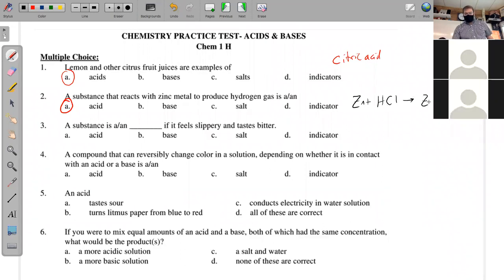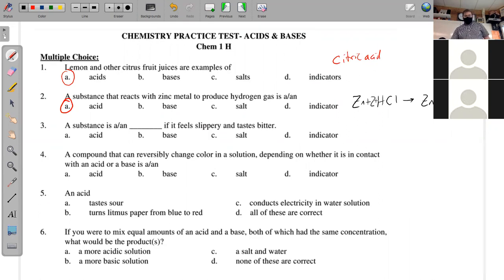And here it would be zinc chloride, ZnCl2, because zinc has a charge of 2, it turns out, plus hydrogen. And hydrogen is H2 gas. So metals react with acids to produce some kind of a salt and usually hydrogen gas. To balance this, it's got to be a 2 here. So anyway, metals react with acids. Metals don't react with bases, but they do react with acids. So that can also go in the Venn diagram thing.